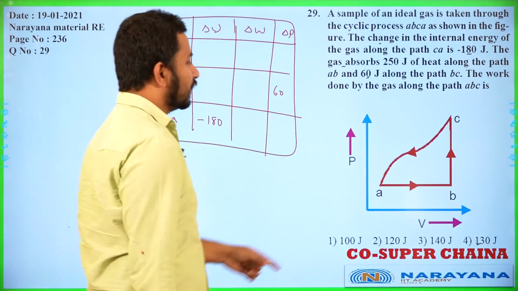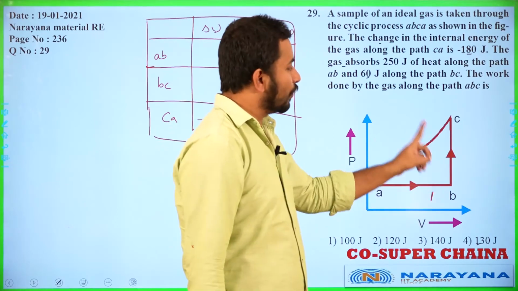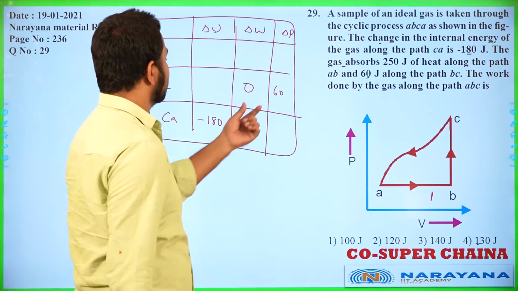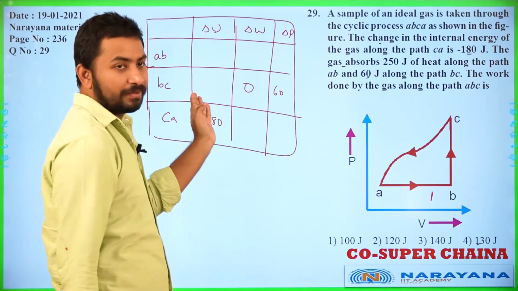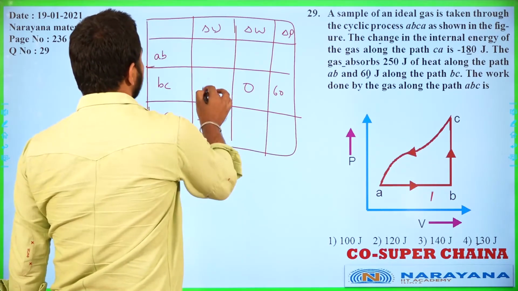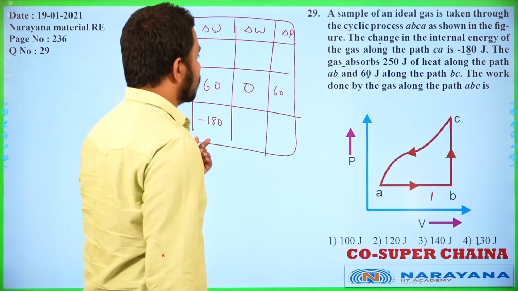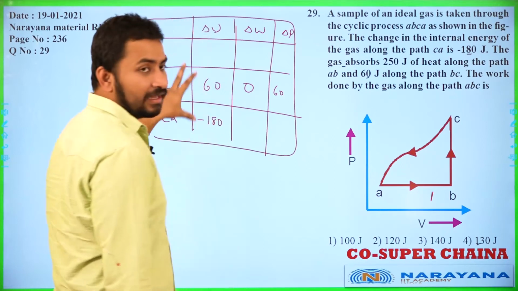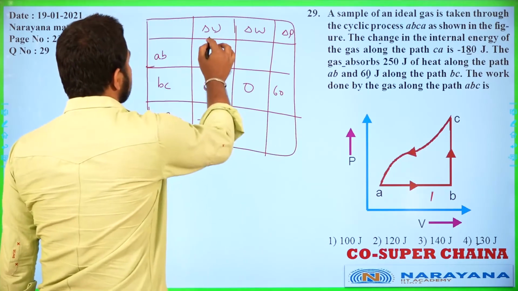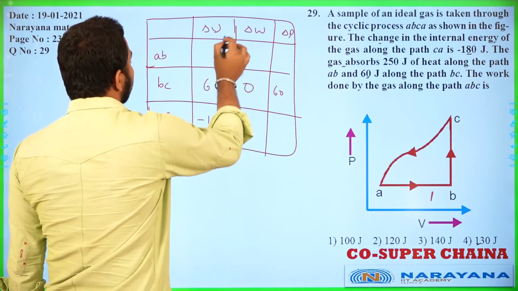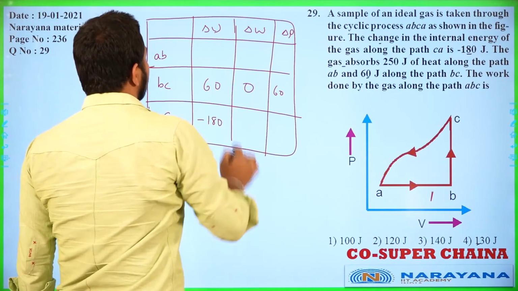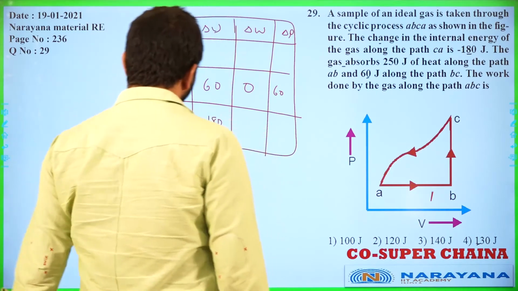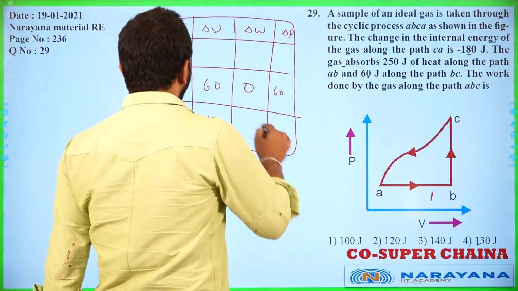Okay. Now you know that along BC the volume is constant, student. So whatever heat is supplied, the work done will be 0. Whatever heat is supplied is completely converted into internal energy. So this will be 60. If you see here, the net internal energy will be the same, so we can get the internal energy for AB, and the value will be 120.